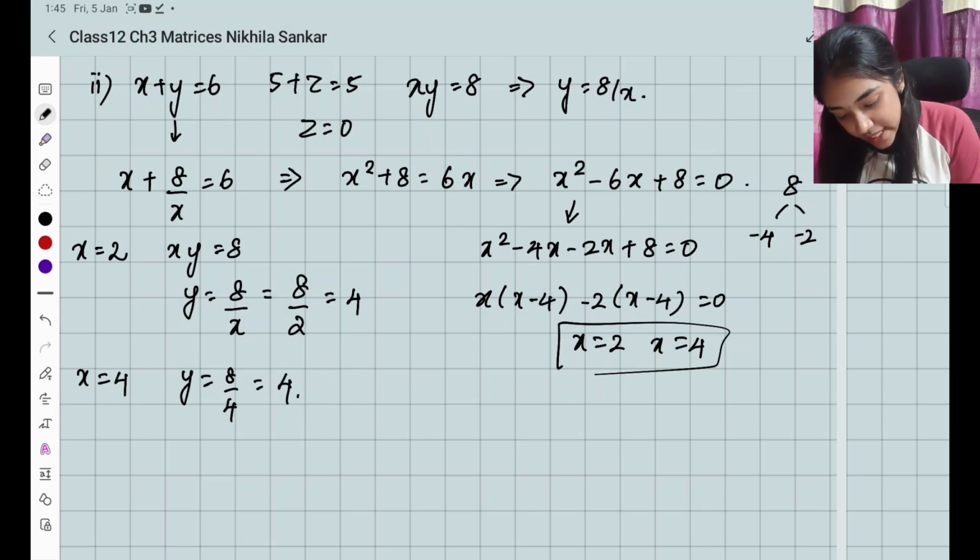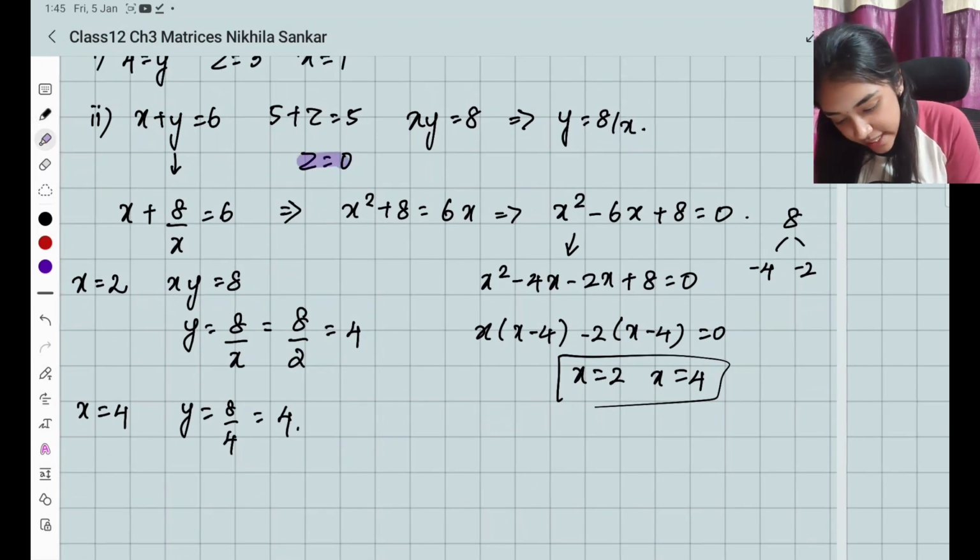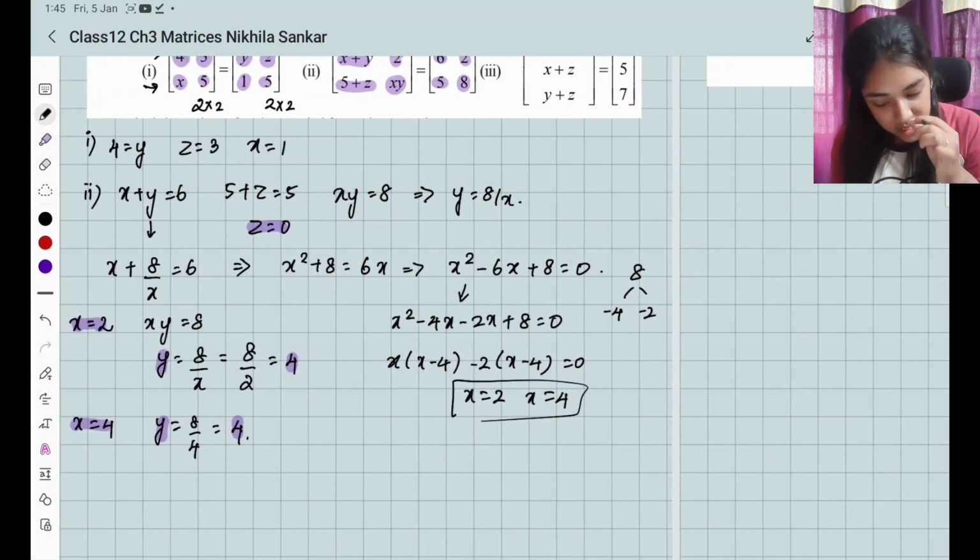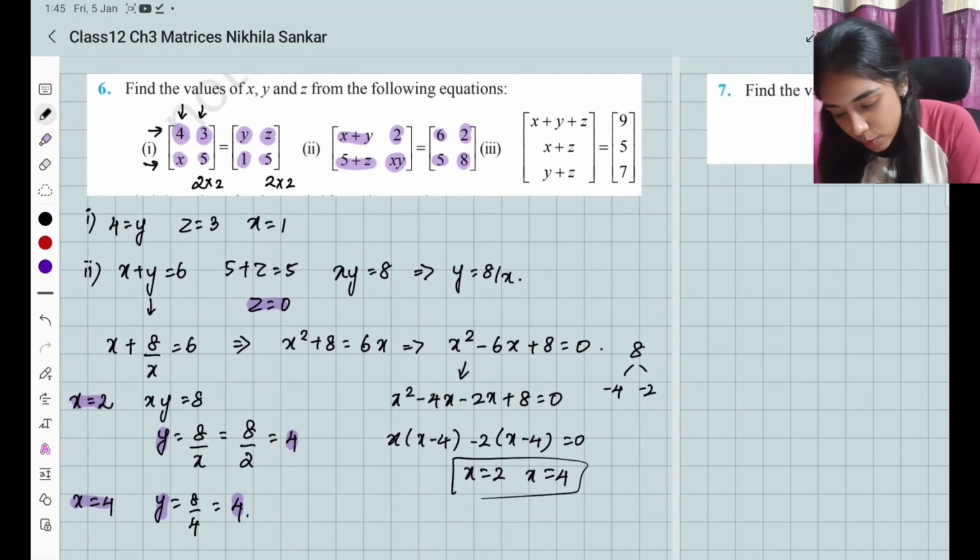Okay. So, basically, I have one value for z. z equals 0. x is equal to 2, then y equals 4. x is equal to 4, then y is equal to 4. Okay. Please copy. So, this is the second subsection. Now the third subsection, very, very simple.